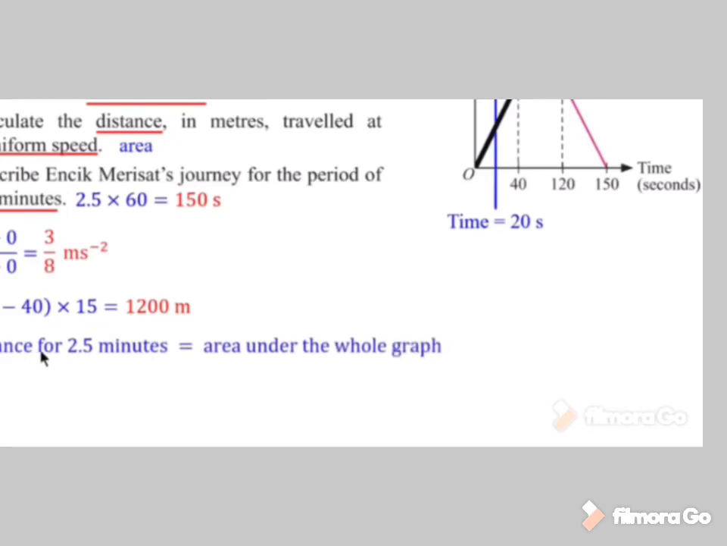Distance for 2.5 minutes is equal to the area under the whole graph. So 1/2 times (150 plus 80). That is the 150, and 80 is the upper part. And the height is 15. So half of (a plus b) times the height, which is 15. The height is in red. So the distance is 1725 meters.